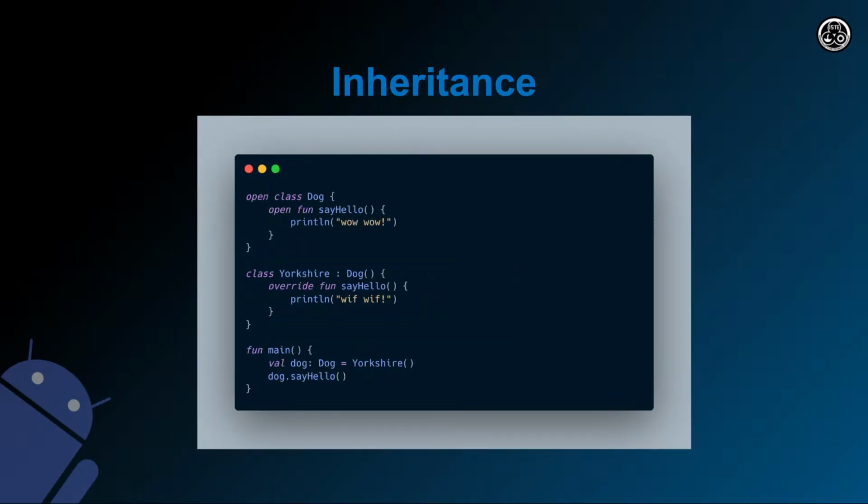Inheritance. Kotlin classes are final by default. So if you want to allow the class to be inherited, mark that class with the open modifier. So here you can see that we have marked this class with the open modifier because we want the dog class to be inherited by the Yorkshire class. The same goes with the functions, right? If we want this function to be overridden by the Yorkshire class, then we will have to mark that function with the open modifier.